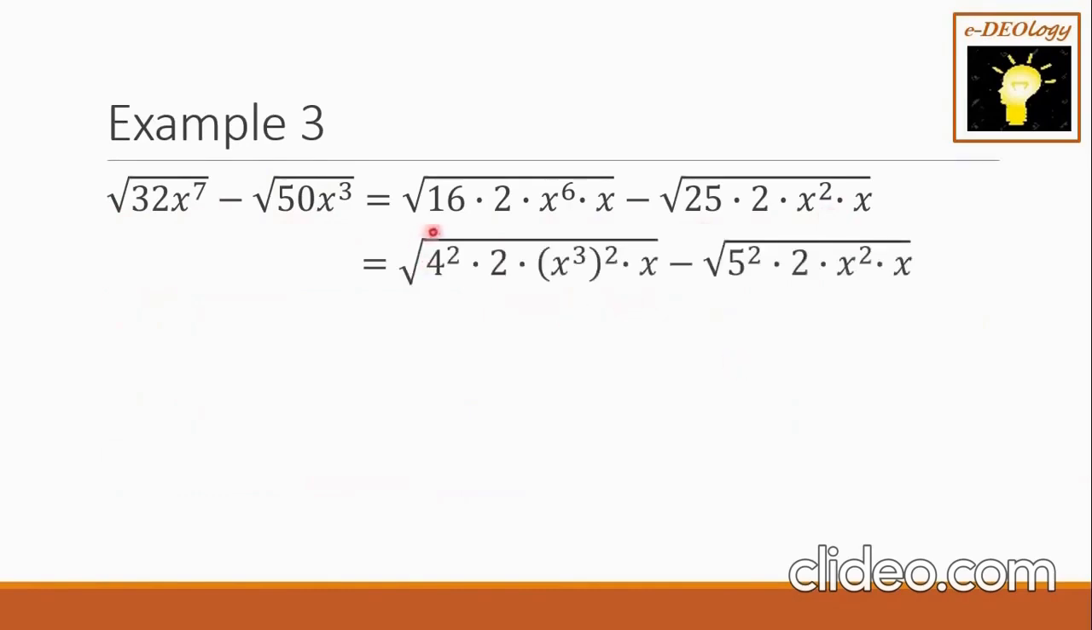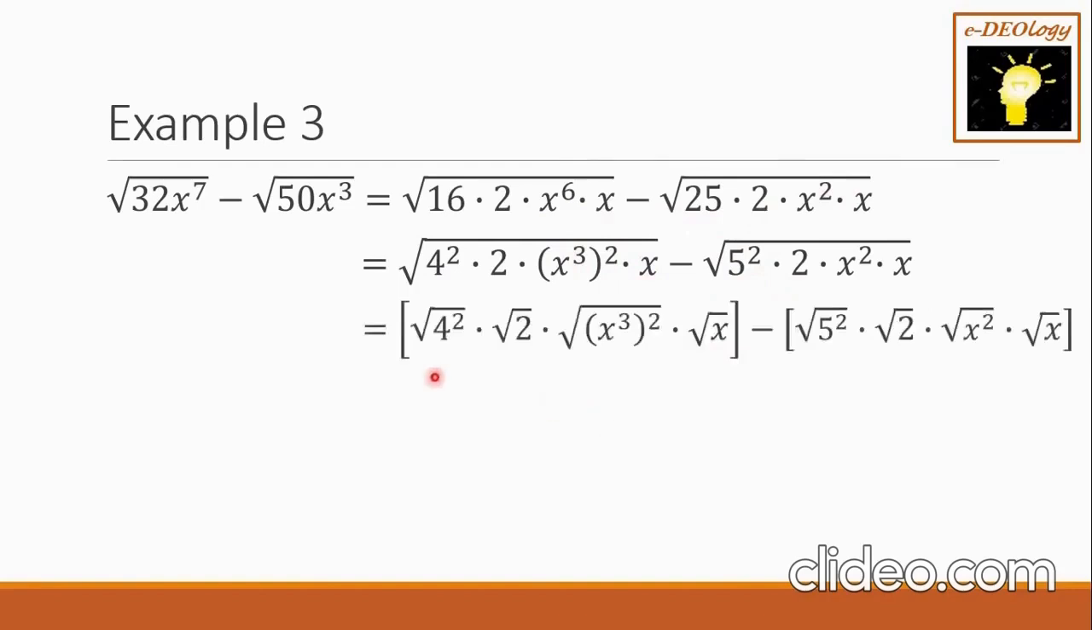And then, we're going to show that this 16 is the same as 4 squared. Then I copy the 2 here. For the x raised to 6, I'm going to represent this as a value with power 2, because our index here is 2, but the value inside here must be x cubed. So checking here, if I multiply the 3 and the 2 powers, I will get back to that power 6. And then the x factor will just be copied down here. On the second radical, the 25 is now represented as 5 squared, and the rest we just copy down here.